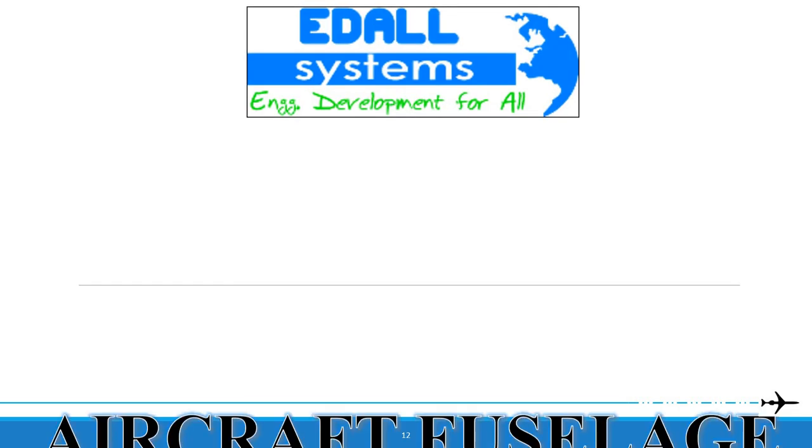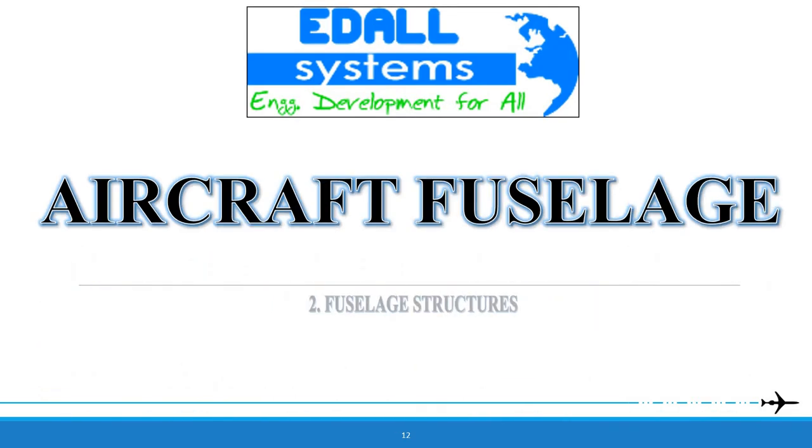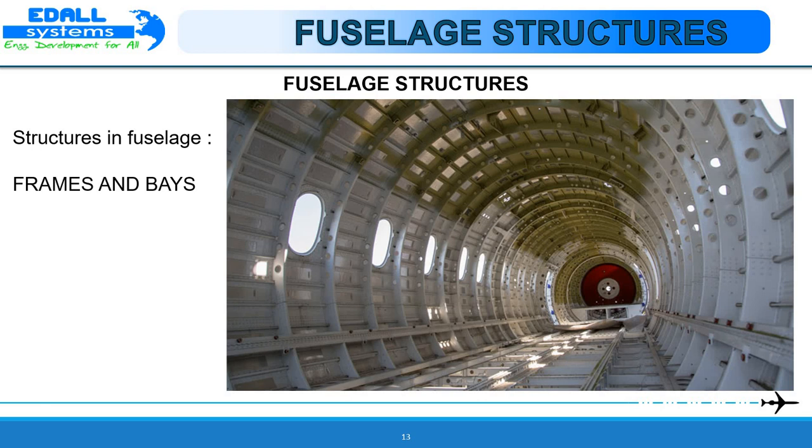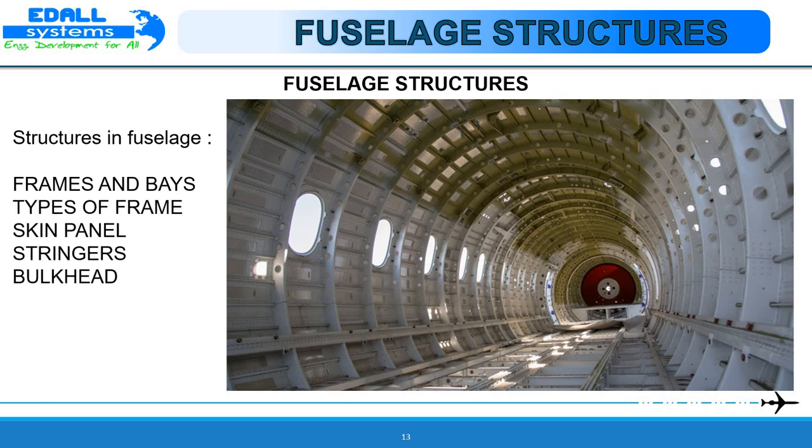In a previous session, we had discussed the fuselage geometry. Now let us start off with the fuselage structures. Fuselage structures basically consist of frames and bays, types of frame, skin panel, stringers, and bulkheads. Let us start off with frames and bays.